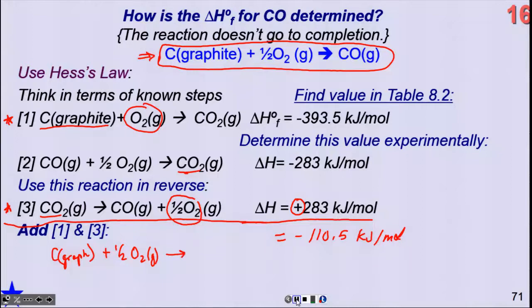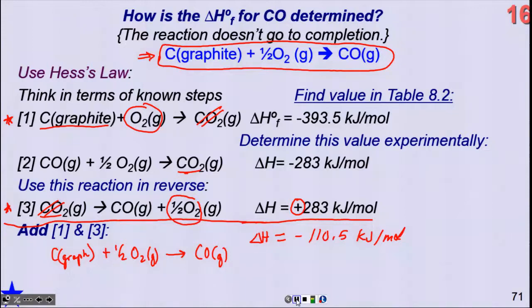And then what's left in these reactions? Well, looking at reaction 3 and reaction 1, the CO2 can cancel out because it occurs on both sides, and then the only product remaining is carbon monoxide gas. So the sum of the heats of these processes gives us, by Hess's law, the overall enthalpy change for the net reaction that we're looking for.